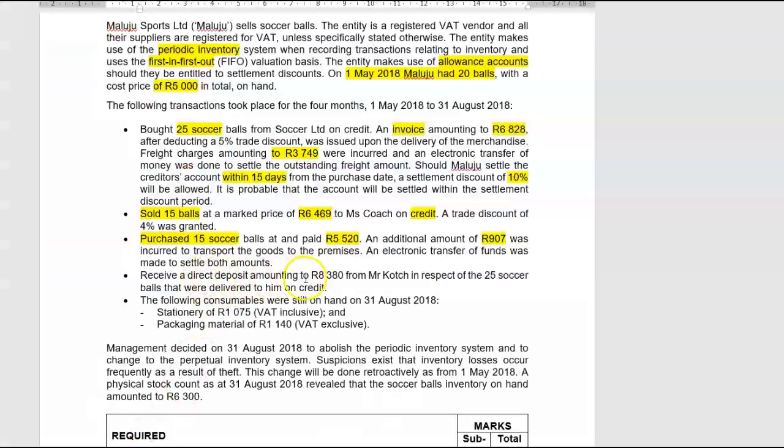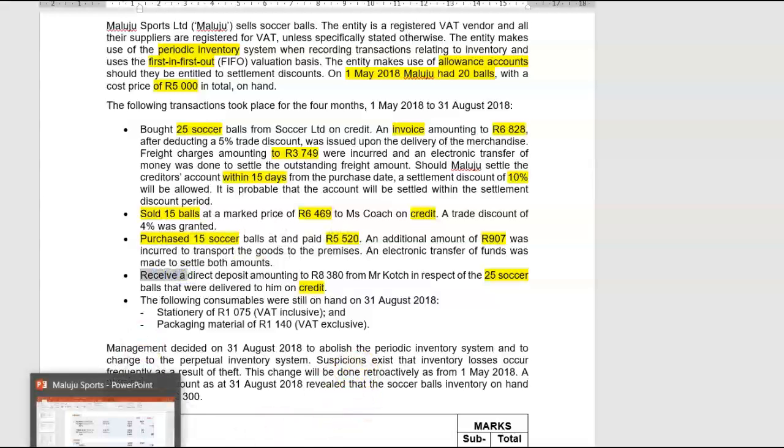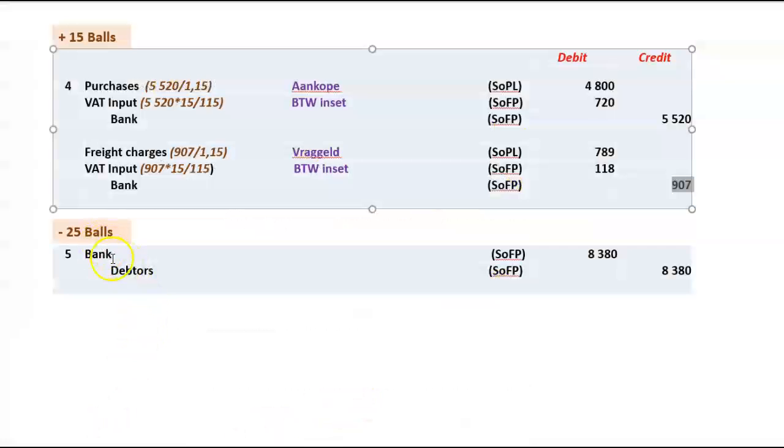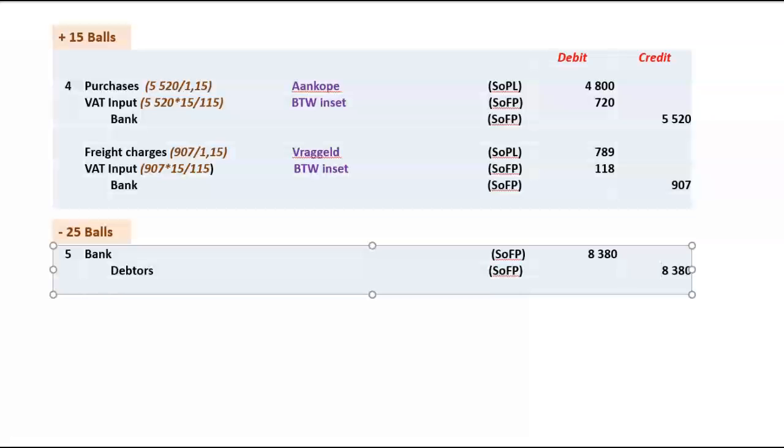Then receive a direct deposit amounting to 8380 from Mr. Koch in respect of 25 soccer balls that we have sold or delivered to him on credit. Now, if we receive the amount and we have to journalize the entry, then the journal entry is all about the receipt. So therefore, it's not going to be sales or anything funny like that. It will be debit bank at credit debtors, because at the date that we've sold the balls, we would have created the sales transaction.